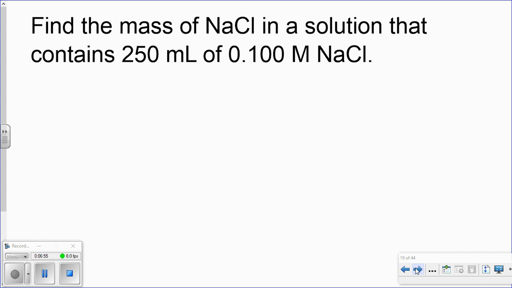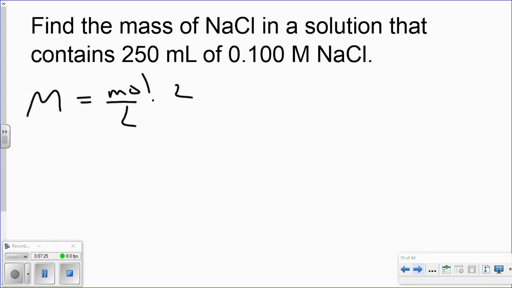Okay, so in this problem, it says find the mass of a solution that contains 250 milliliters of 0.1 molar NaCl. So again, if you come across a problem, it's a very random problem. I know they're asking for mass. They give me volume, and they give me a concentration in the form of molarity. So I can use the molarity equation to solve for moles. And once I solve for moles, you can convert to mass using a molar mass conversion. Okay, or molar mass as a conversion factor.